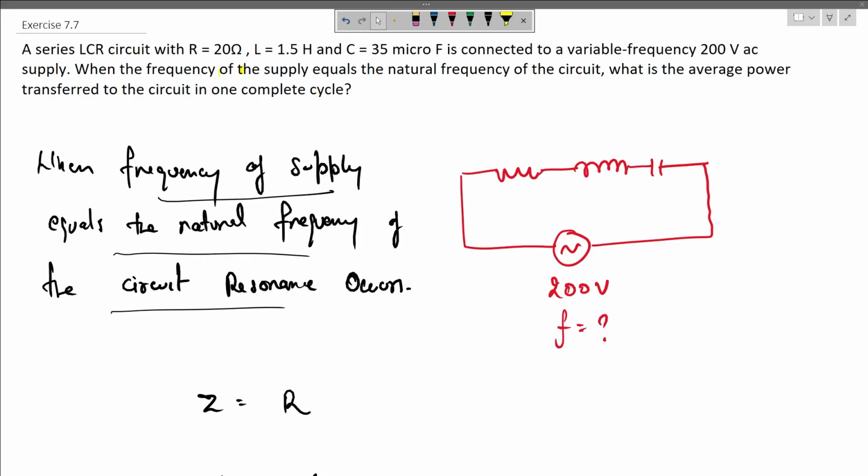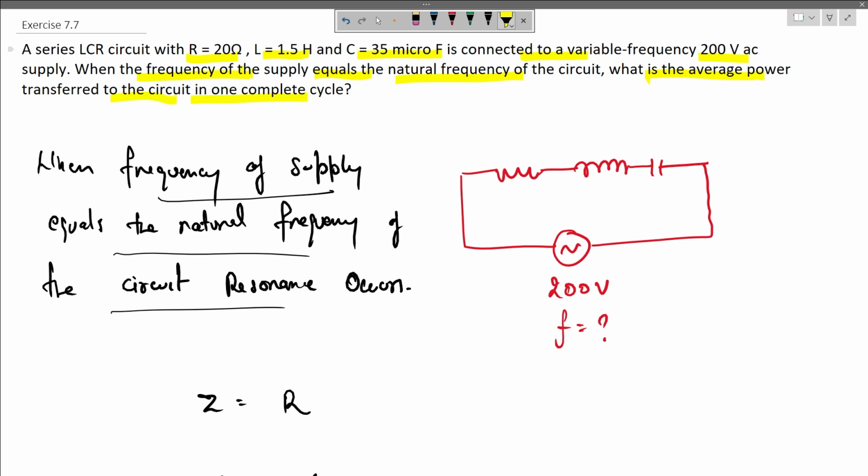The question is saying that a series LCR circuit with resistance of 20 ohm, inductance of 1.5 Henry and capacitance of 35 microfarad is connected to a variable frequency 200 volt AC supply. When the frequency of the supply equals the natural frequency of the circuit, what is the average power transferred to the circuit in one complete cycle?